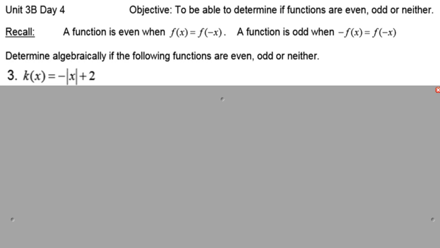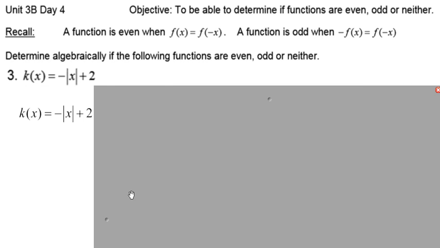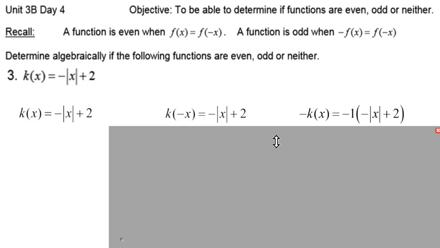Our third function, k of x, equals the opposite of the absolute value, x plus 2. Again, we're going to compare our original function to our two transformations when we take the opposite of our inputs and the opposite of our outputs and see what results.